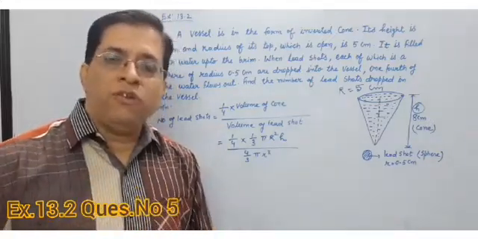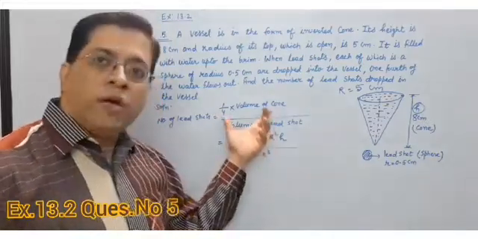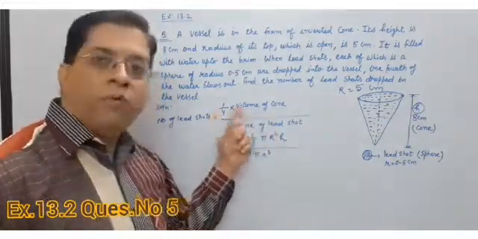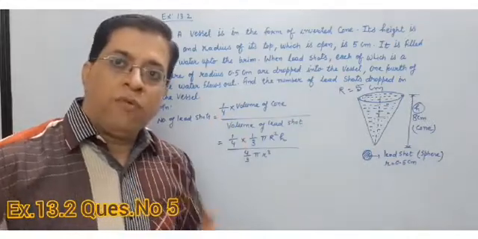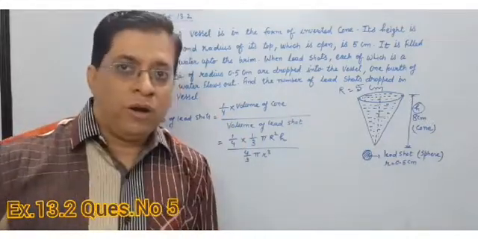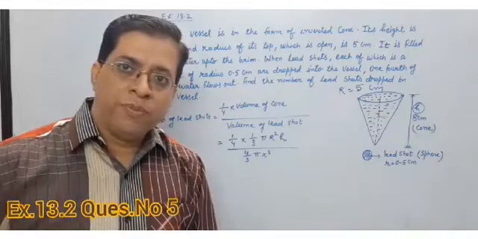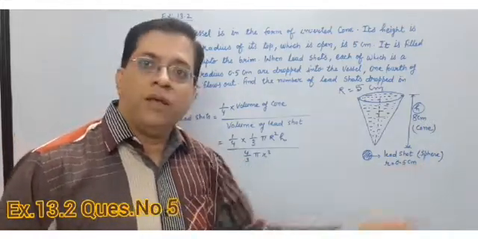Then how many lead shots are there? How much water comes out? 1/4 of the volume of the cone. And what is the volume of one lead shot? Lead shot is in which shape? This is in spherical shape.